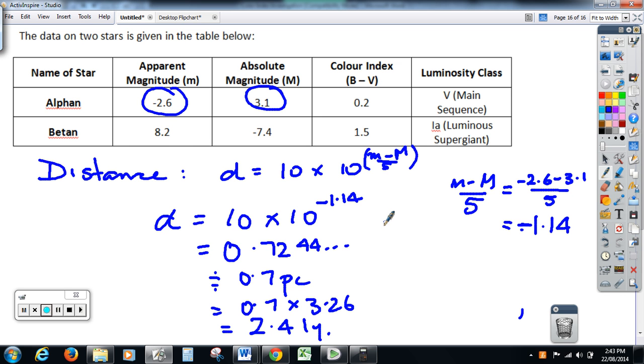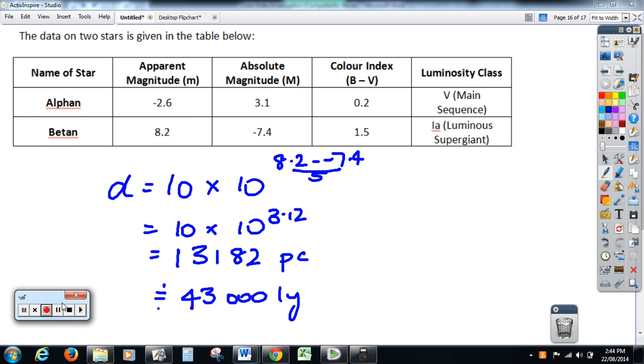If you just take a few moments now and use these two numbers for Beten, you can now find the distance to Beten. Don't forget, in the index, it's the apparent magnitude minus the absolute magnitude. So it's always this number here minus this number here. Take a few moments and do that now.